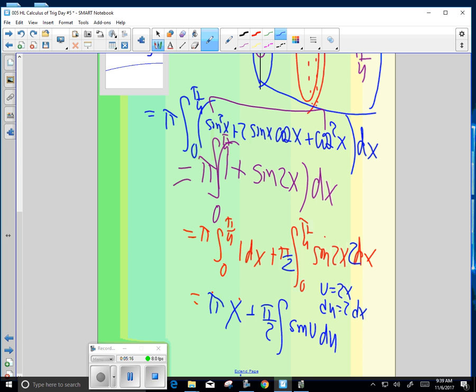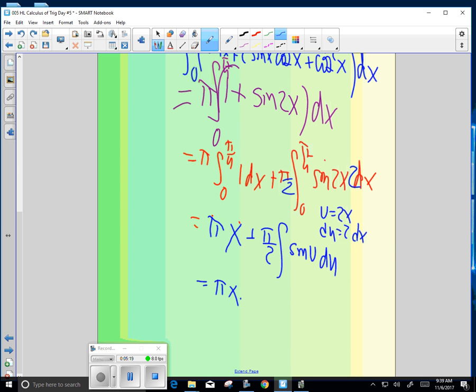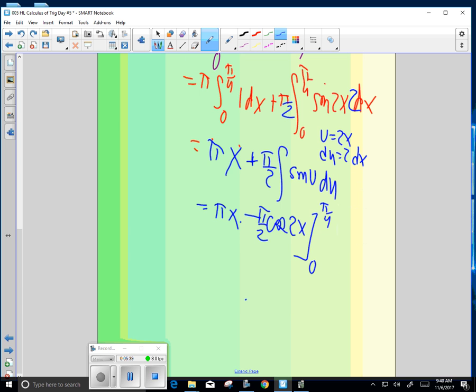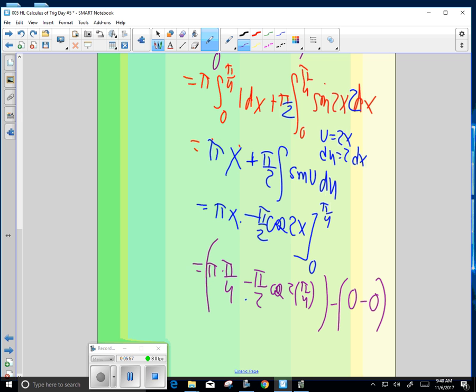What's that antiderivative going to be? What's the antiderivative of sine? Negative cosine u times pi over 2, going from 0 to, what was that, pi over 4. I like working through these. They're kind of interesting. Pi times pi over 4 minus pi over 2 times the cosine of 2 times pi over 4, minus 0 minus 0. I'm not going to even bother with that.